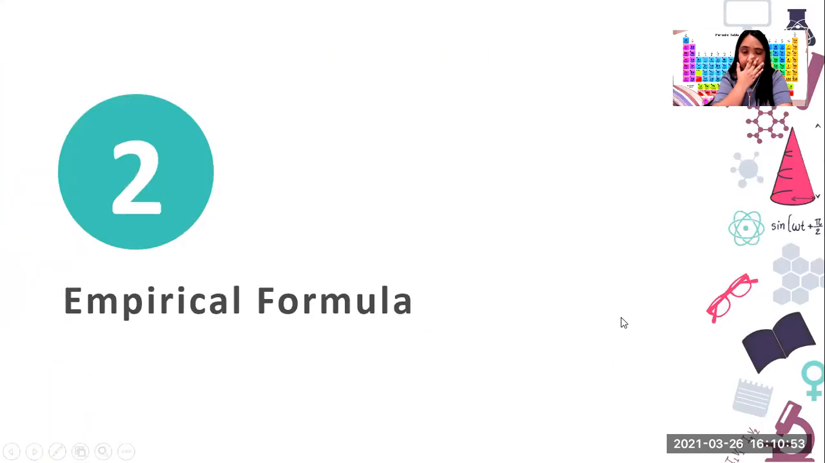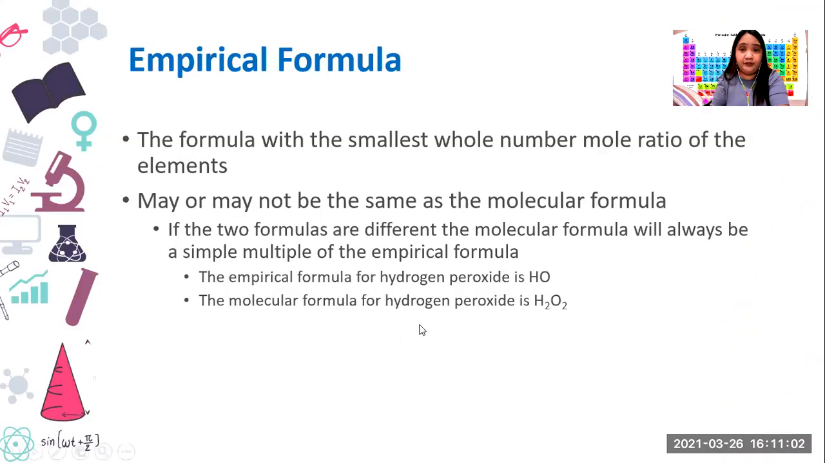Okay, for empirical formula, this is a very common term that we hear every now and then when we're balancing equations. Empirical formula is simply the smallest or simplest formula, wherein you'll be using the smallest whole number mole ratio of the elements. So, for example, in this case, you have hydrogen peroxide. The formula for hydrogen peroxide is H2O2. This is the common formula that we use for hydrogen peroxide.